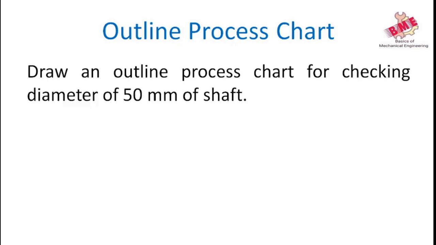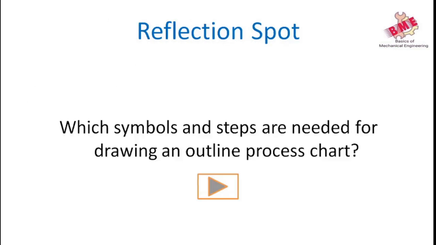An outline process chart is defined as a process chart that gives an overall picture by recording only the main operations and inspections in a sequence. We will see a simple example for an outline process chart. Draw an outline process chart for checking the diameter of the 50 mm shaft. Now pause the video and think about what symbols are required to draw that outline process chart, and then play the video and see the answer.